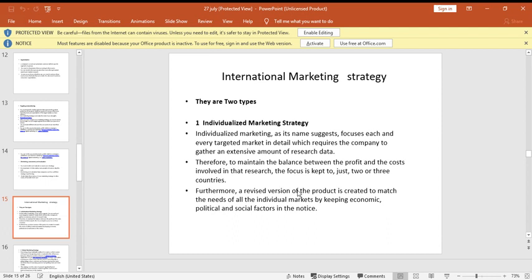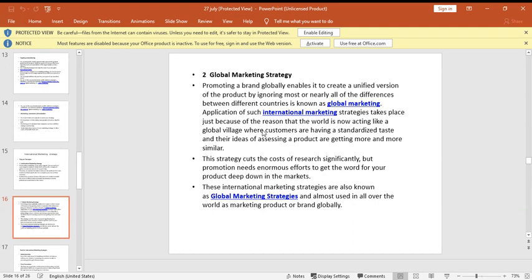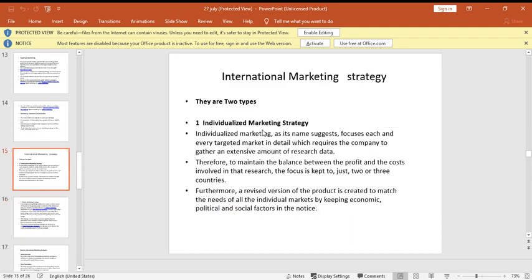Then, what is international marketing strategy? There are two types of international marketing strategy, that is individualized marketing strategy and global marketing strategy. So, we are going to know about these two types of strategies. First one is individualized marketing strategy.